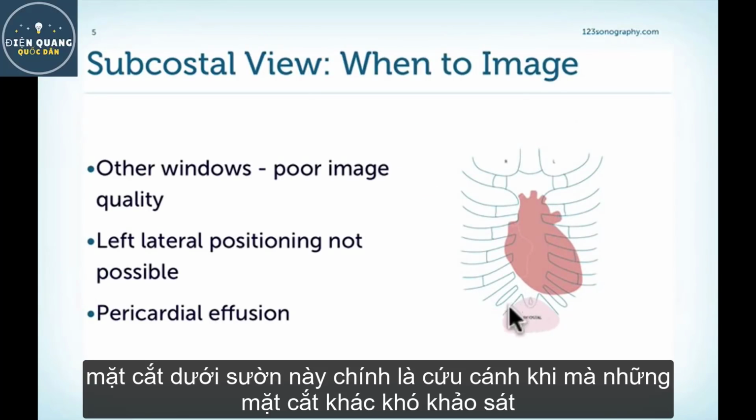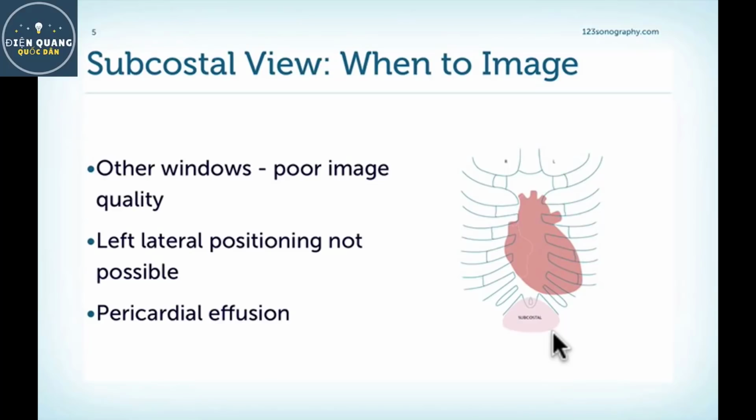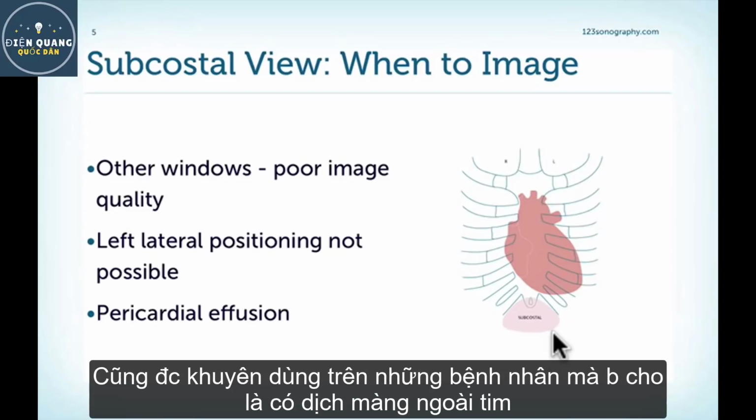You can use the subcostal window in particular in situations where the other windows only provide no or poor image quality. And as already mentioned, if the patients cannot rotate into a left lateral position, and it should be used in all patients where you assume or where you believe or where you want to exclude a pericardial effusion.